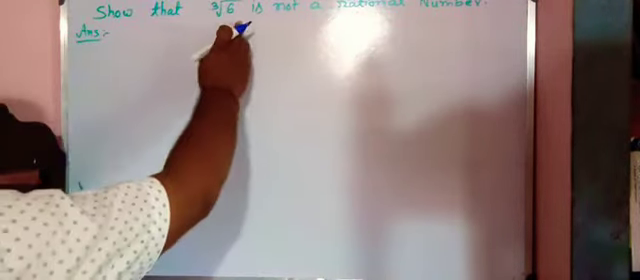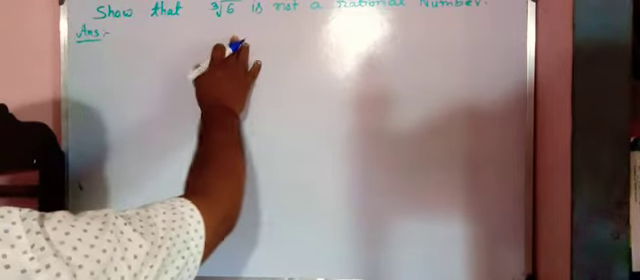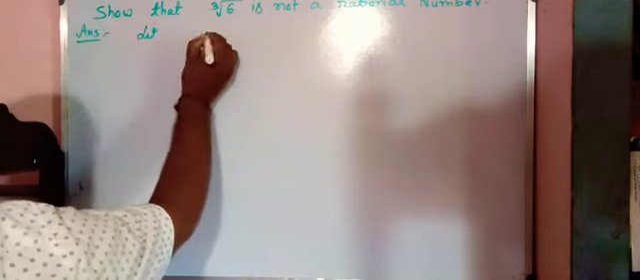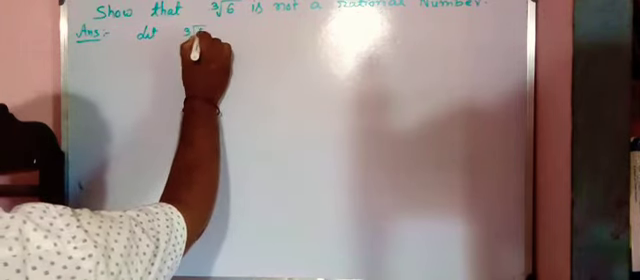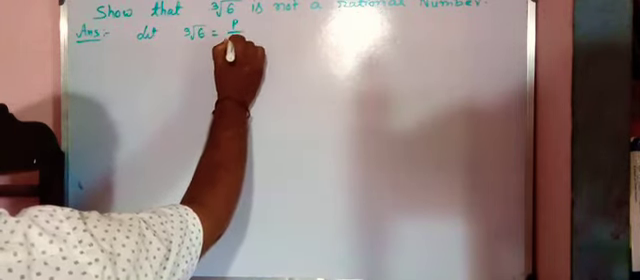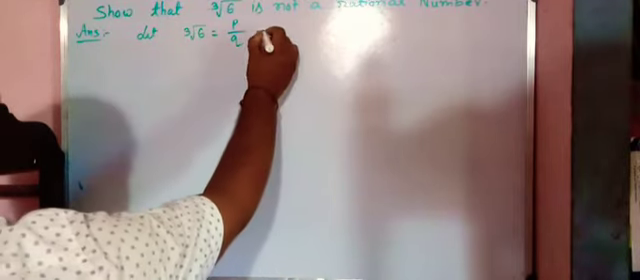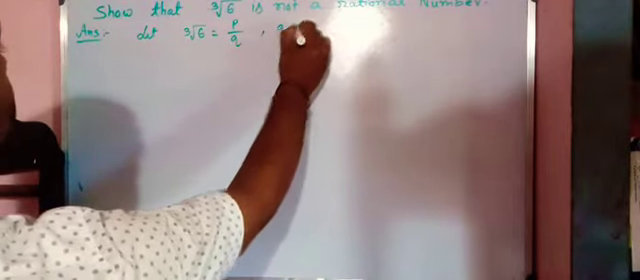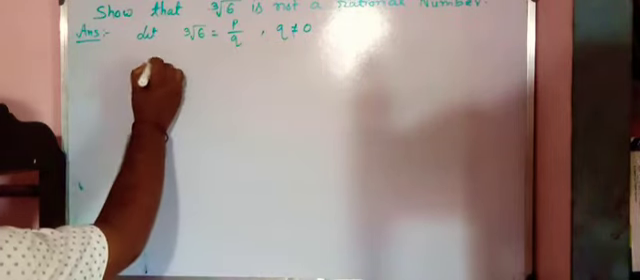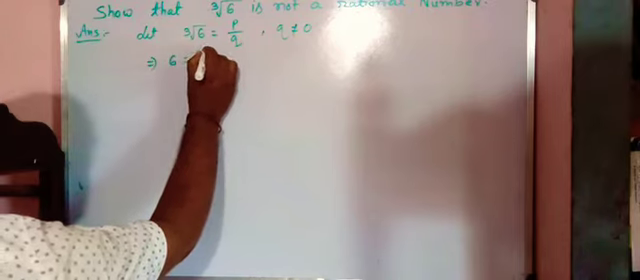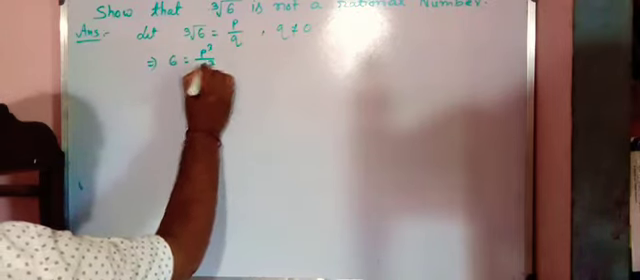Show that cube root of 6 is not a rational number. So for that, let cube root of 6 equal p by q. Here p, q are integers and q is not equal to 0. Now from here, 6 is equal to p cube by q cube.